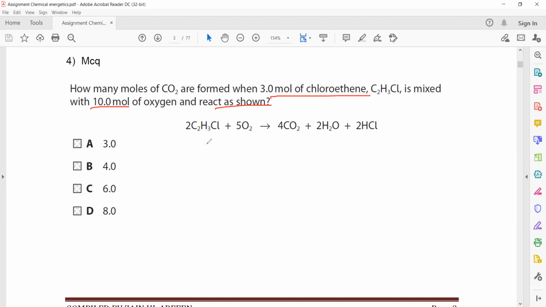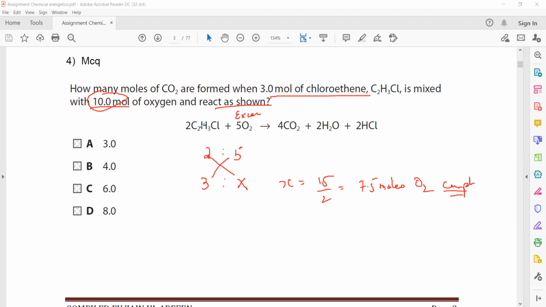The simplest ratio between chloroethene and oxygen is 2:5. If we have 3 moles of chloroethene, then how many moles of oxygen are needed? X, cross multiply. So it will be 3 multiplied by 5, and that divided by 2, that's equal to 7.5. So we need 7.5 moles of oxygen for a complete reaction. But how many moles do we have? We have 10 moles, so it means oxygen is in excess, and chloroethene is the limiting reagent.